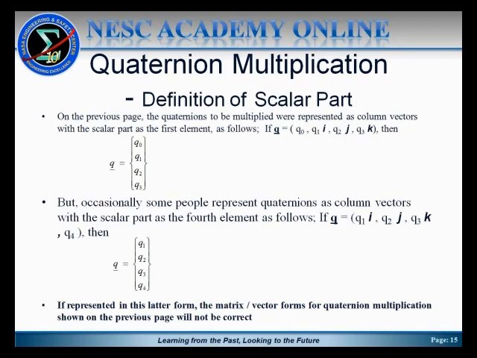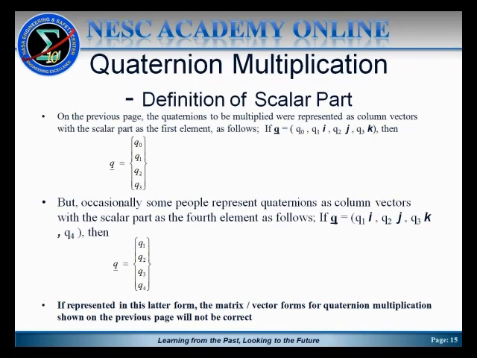If the quaternion Q is represented as a scalar component Q0 and vector components Q1, Q2, and Q3 multiplied by the basis vectors i, j, and k to create the vector part of the quaternion, then you can write that as a 4-element column vector with the first element Q0 as the scalar part, and then the next 3 elements Q1, Q2, and Q3 as the vector part.